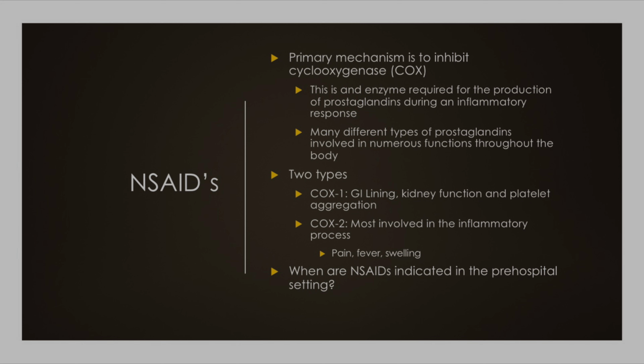COX-1 is normally present and plays a protective role. It supports the GI lining, helps maintain kidney function, and contributes to platelet aggregation. COX-2 is more directly tied to inflammation and becomes active during injury, contributing to pain, fever, and swelling. NSAIDs may inhibit COX-1, COX-2, or both. Aspirin primarily affects COX-1. Ibuprofen and ketorolac affect both COX-1 and COX-2. Celecoxibs are more COX-2 selective.